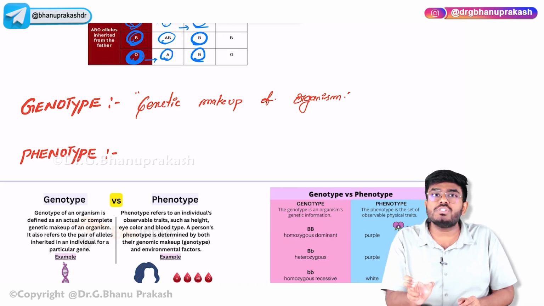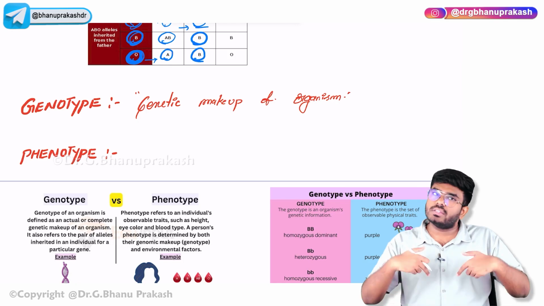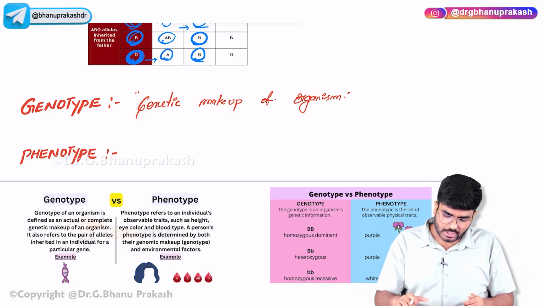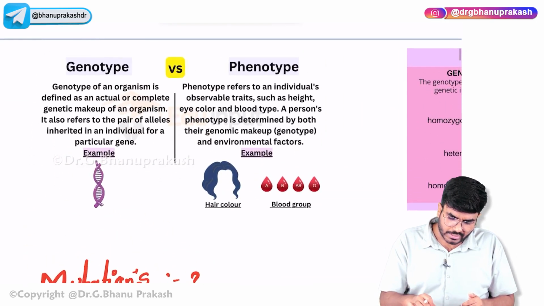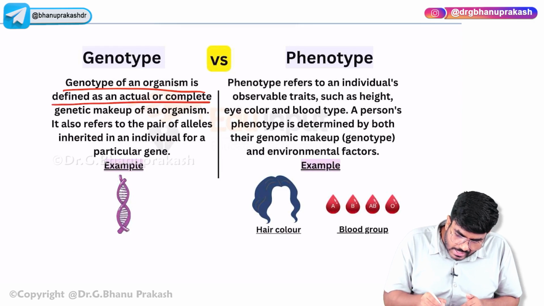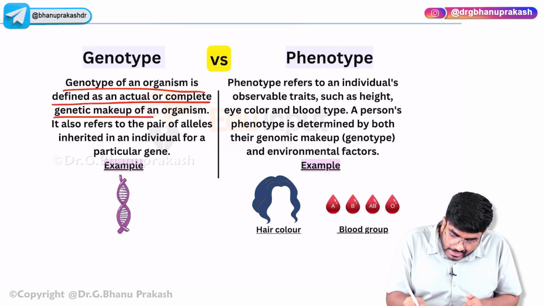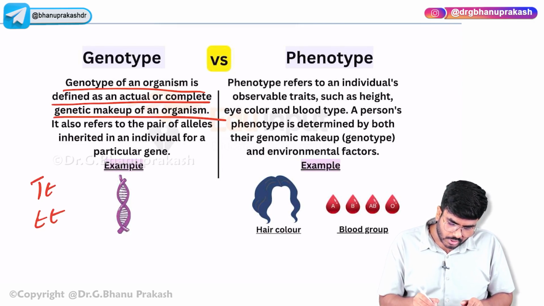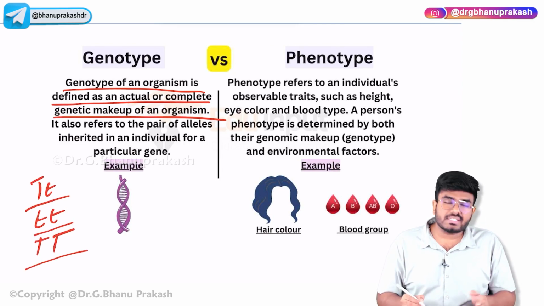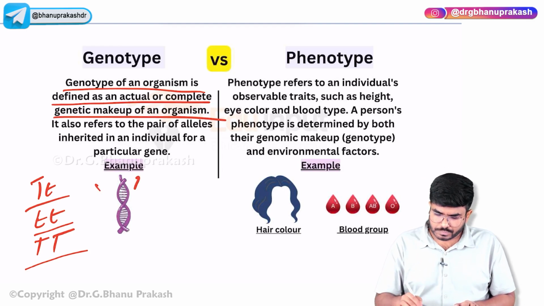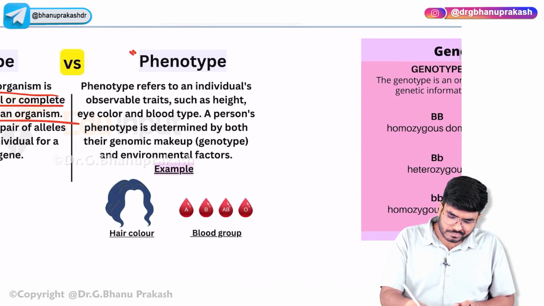What is the genetic composition is the genotype. What is getting expressed is phenotype. For example, just look here, genotype versus phenotype. See, genotype of an organism is defined as the actual or complete genetic makeup of an organism, whether it is capital T, small t, or whether capital T. What is there within the genes is called a genotype. Okay, genetic level.